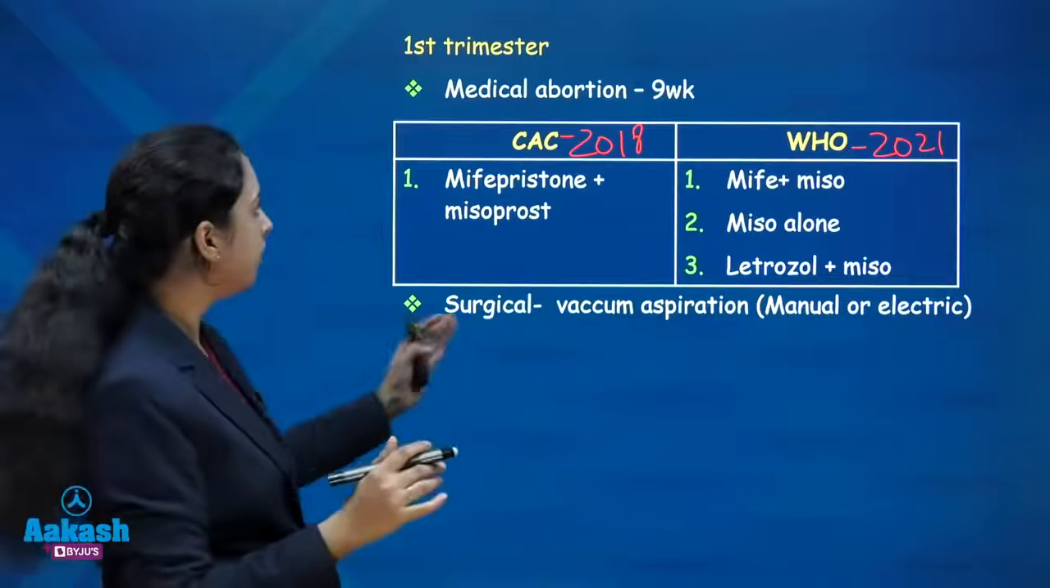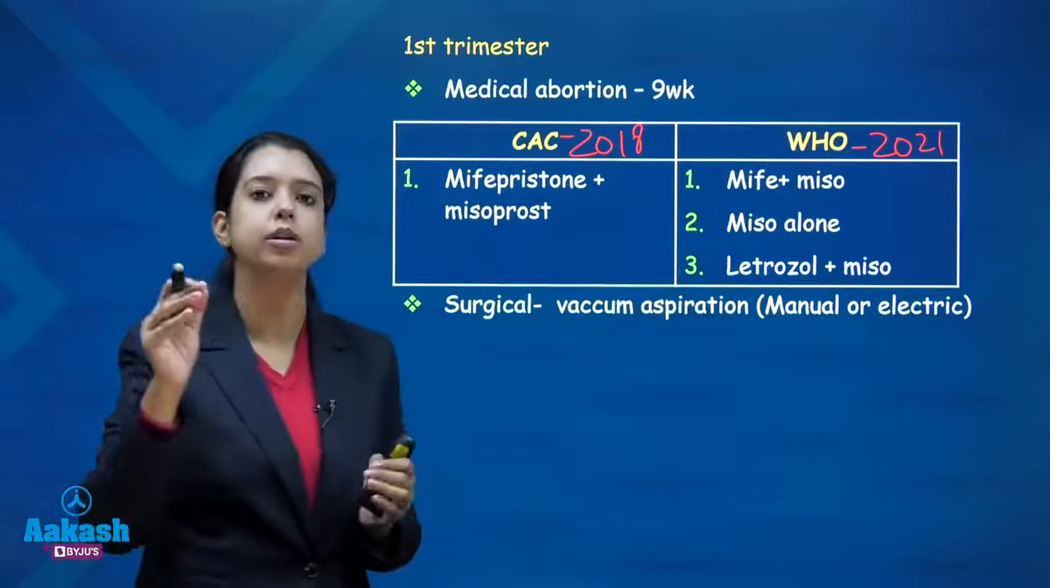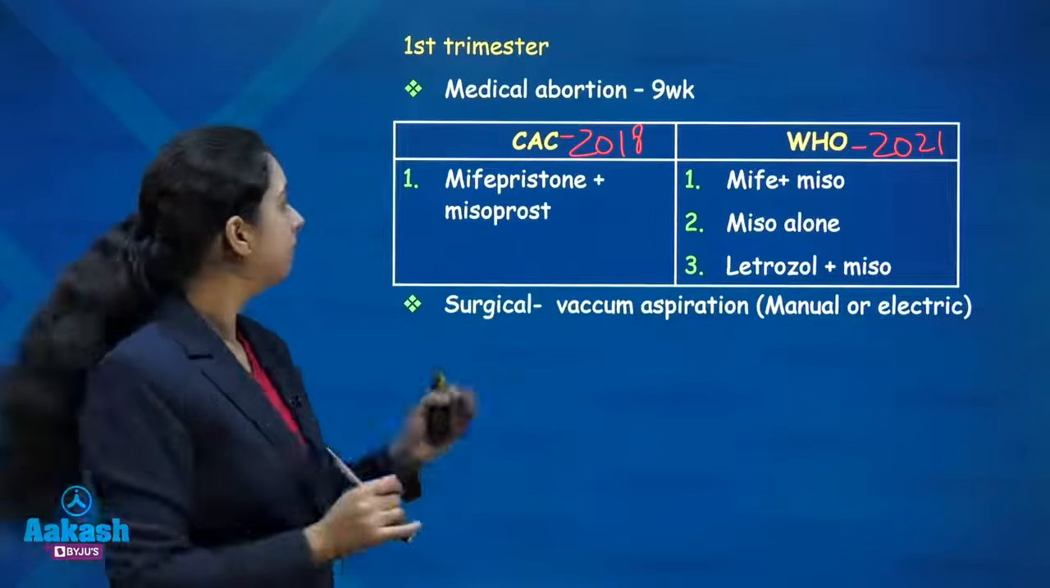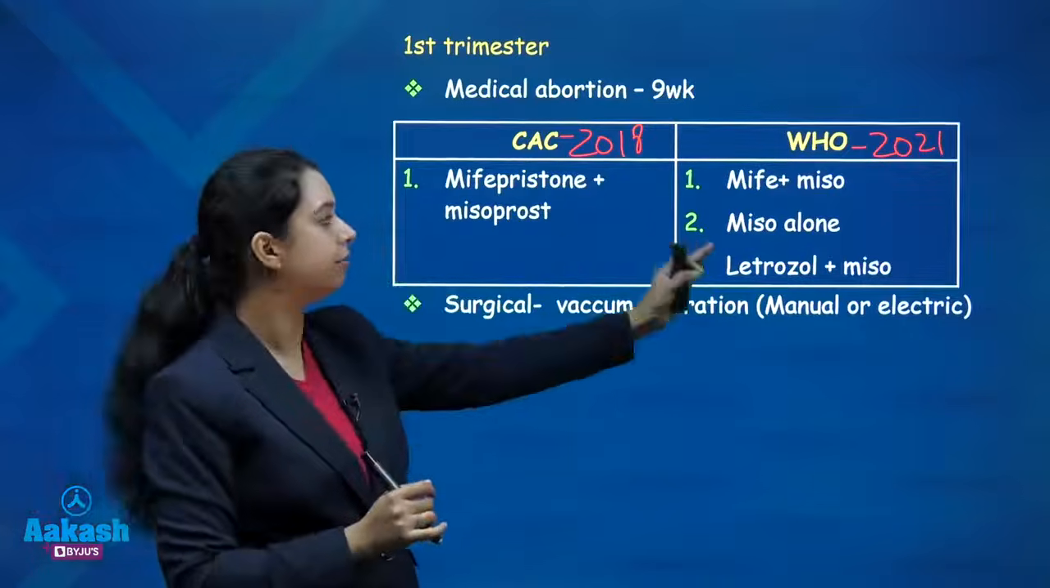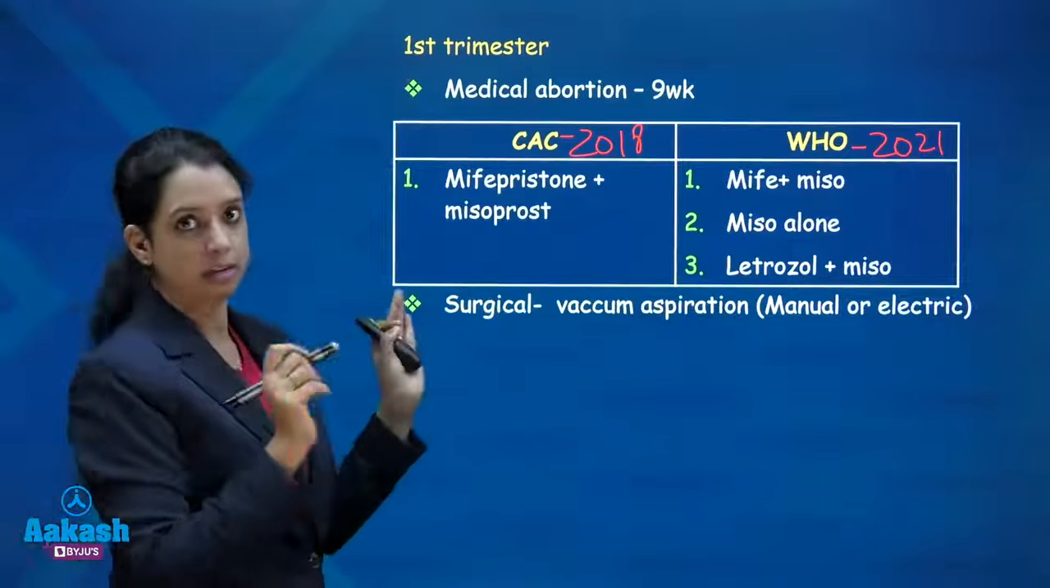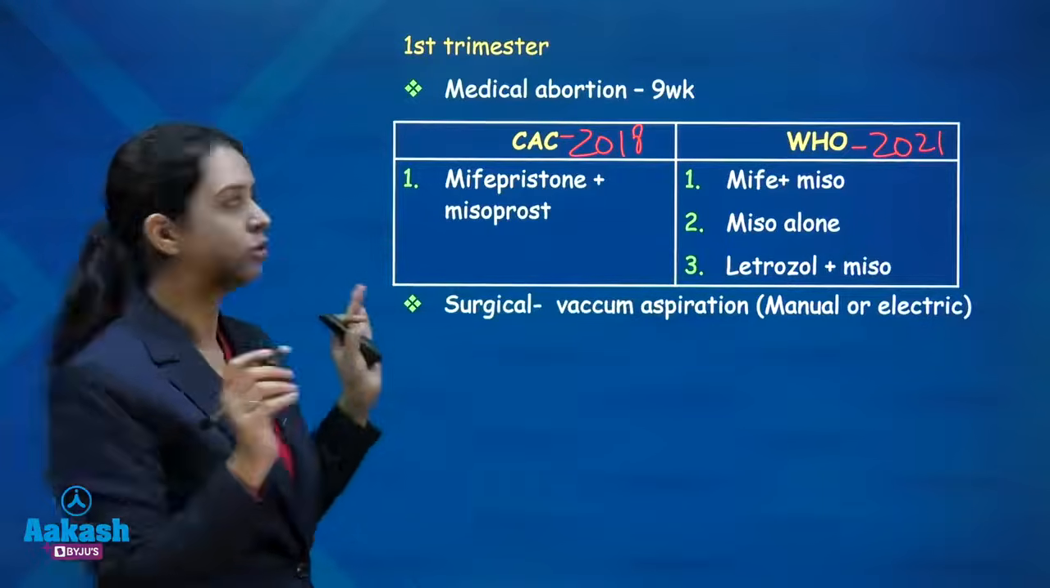Okay, why you need to know both? Because when the question in INICET was asked that which of these is not a method of abortion, some methods were picked from here and some from here. So you should know both of them. So first trimester, let's see what CAC says, let's see what WHO says.